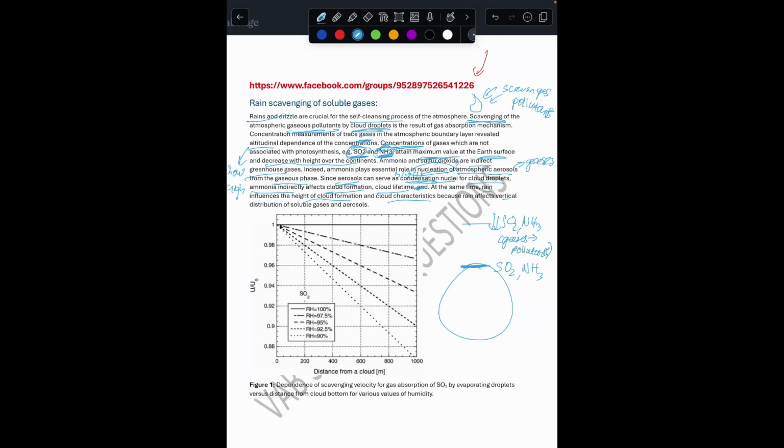Okay, that is a lot. I feel a bit lost in those two lines. So it's okay if you don't understand it totally, just try and break it down into something that you do understand. So in this case, I'll go back to that line about since aerosols. Since aerosols can serve as condensation nuclei for cloud droplets, ammonia indirectly affects cloud formation. I'll just break it into two parts. So just understand that aerosols can help clouds to go from gas to liquid, and ammonia affects cloud formation, cloud lifetime, and so on. At the same time, just understand that rain affects cloud formation and its traits.